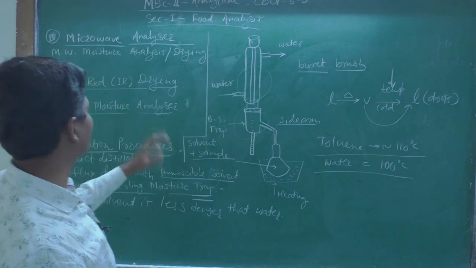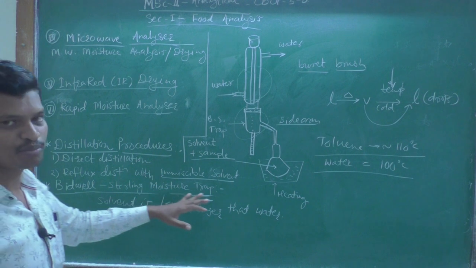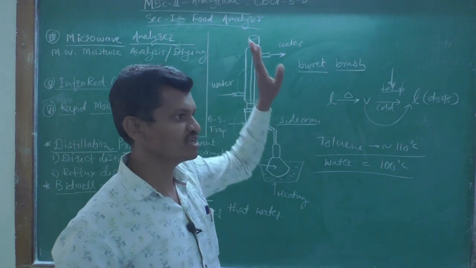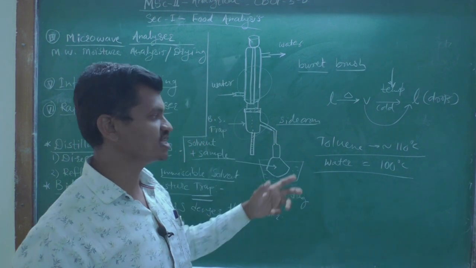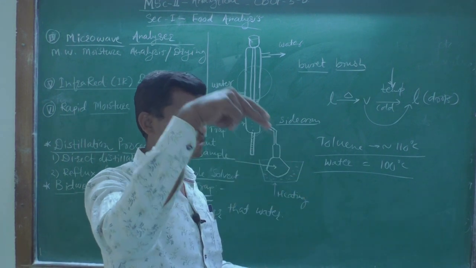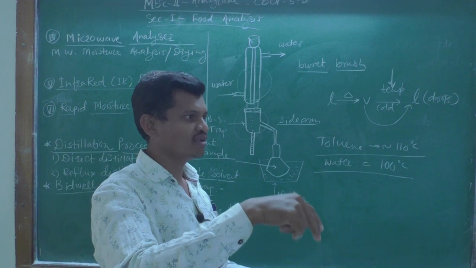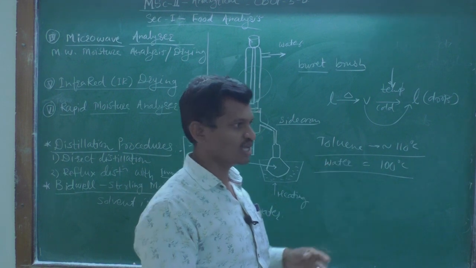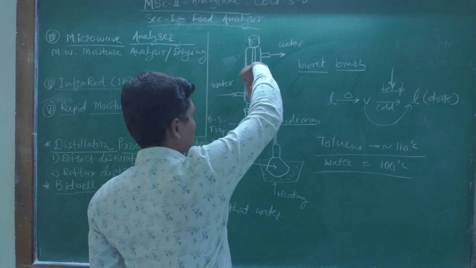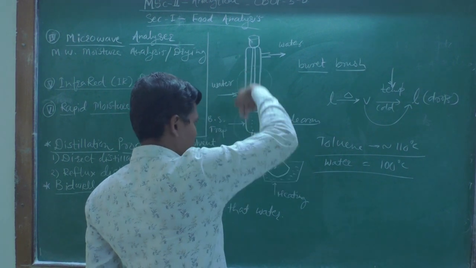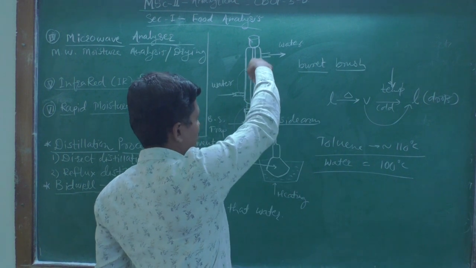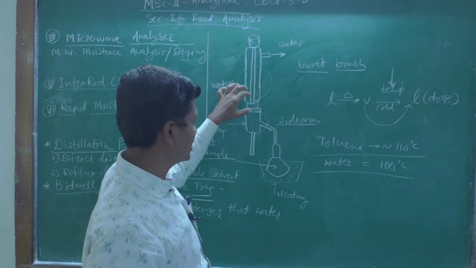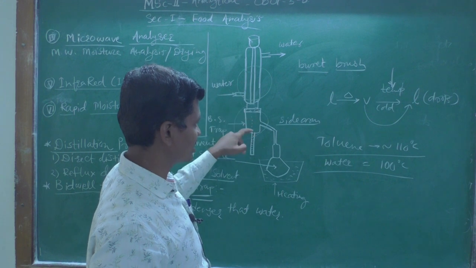Why is it so? Because we are determining the moisture present in our food sample. If some water droplets escape from this water condenser, our analysis may go wrong. So, to avoid this, a brush is taken which is rinsed with toluene, because toluene is our immiscible solvent. That brush is inserted from the top of the condenser and pushed downward so that it comes in contact with the hot vapor. The droplets condense again and are recollected into the trap.